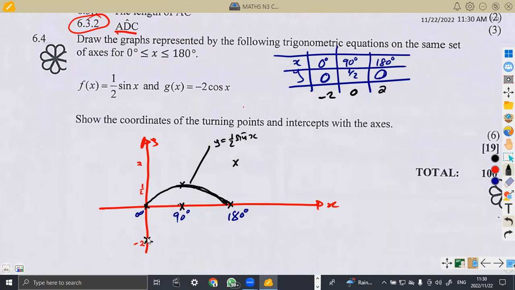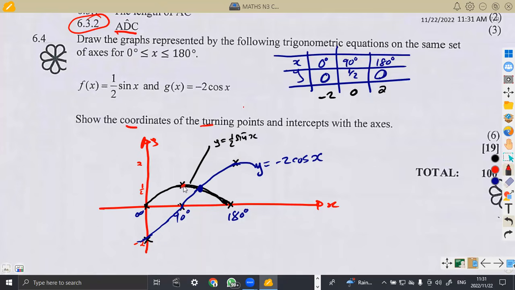Okay, so let's see our sketch. You are sketching actually the graph, of course. So let me just change the pen. Okay, so it's supposed to be something like this, to 90. Yes, something of that nature. Okay, so that was the graph of g, which is y equal to negative 2 cos x. So as you can see, these two are going to intersect at a certain point like that. So this question was just for you to sketch and show the coordinates of the turning points and the intercepts.